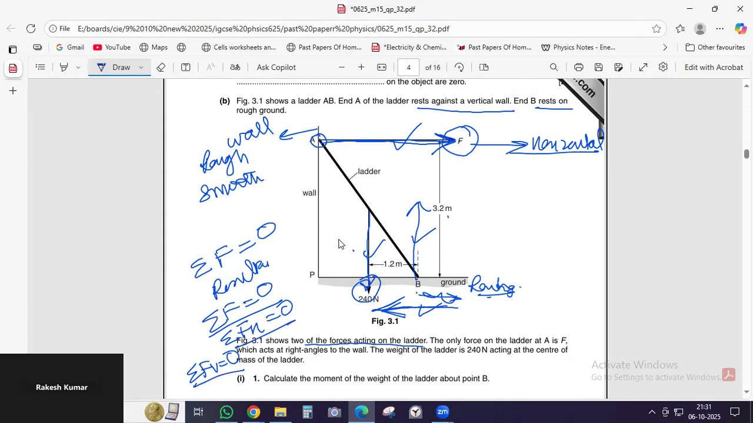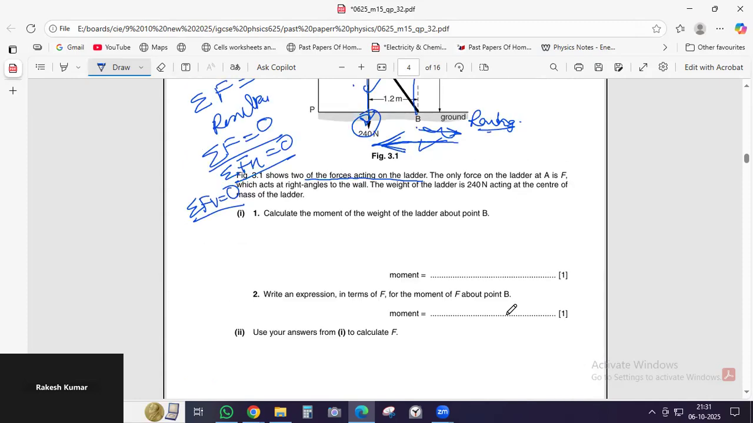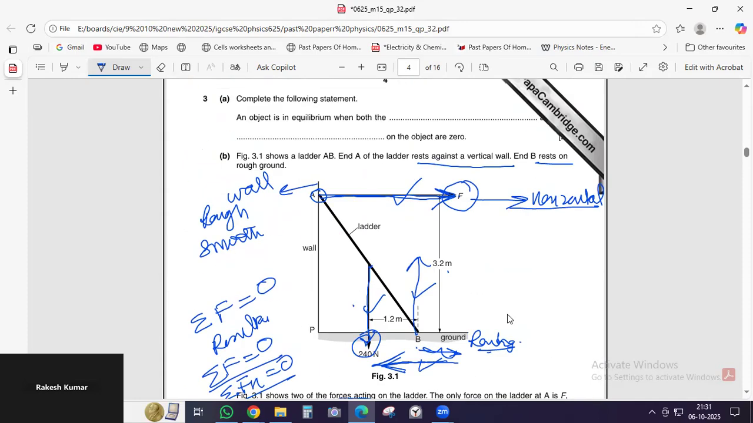So the answer to why there must be an upward force acting on B: you will say because there is a downward force acting, the weight, it must be balanced by some other vertical force acting upwards. The only force present here is horizontal, so there must be another force. And actually, there is a force because of the roughness, one force here. So there is no other force. These are the four forces: one here, two here, three here, four here.